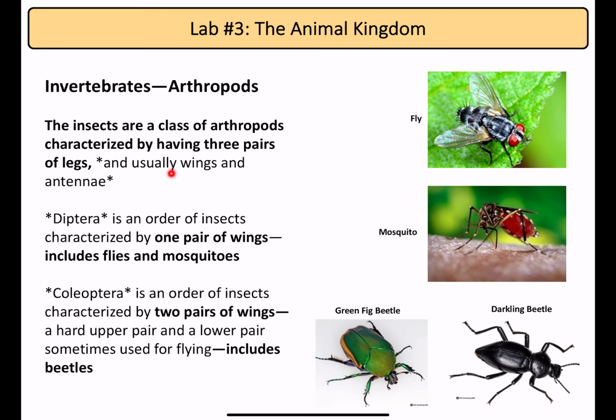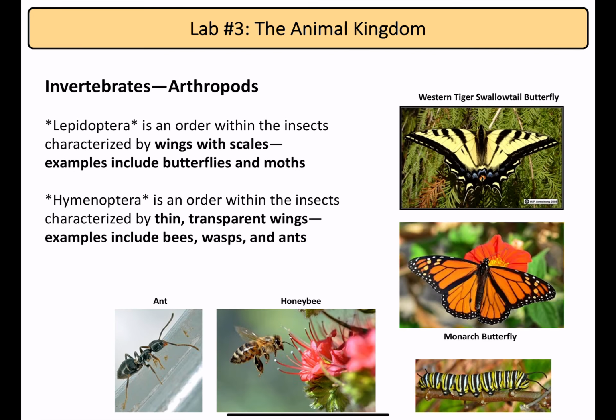They usually have wings and usually have antennae as well. There are various orders within the insect class. You are not responsible for knowing the names of those orders, but I will cover examples of insects that fall into those various orders. So you do need to know that all of these species that I cover here are insects.